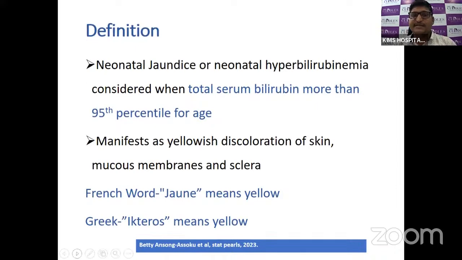So neonatal jaundice or hyperbilirubinemia is the manifestation of underlying elevated bilirubin more than the 95th percentile for the age. It manifests as yellowish discoloration of the skin, mucous membranes, and sclera. The word jaundice is derived from the French word jaune, which means yellow, and icterus, which is yellowish discoloration of the sclera, is derived from the Greek word icterus, which means yellow.